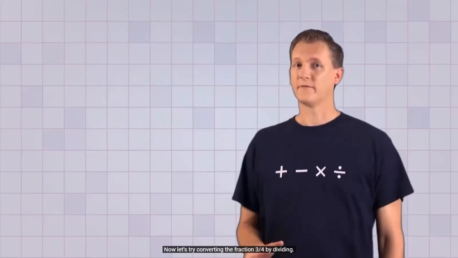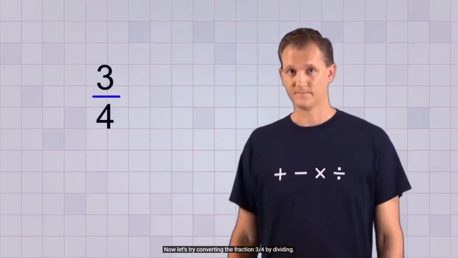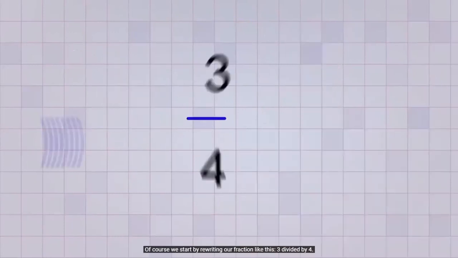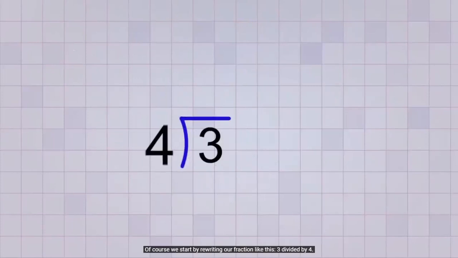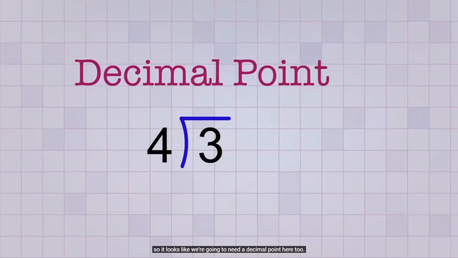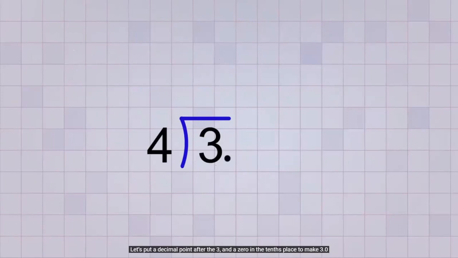Now let's try converting the fraction 3/4 by dividing. Of course, we start by rewriting our fraction like this, 3 divided by 4. And again, we run into the same problem. 4 is too big to go into 3, so it looks like we're going to need a decimal point here too. Let's put a decimal point after the 3 and a 0 in the tenths place to make 3.0. Now our problem almost looks like 30 divided by 4.